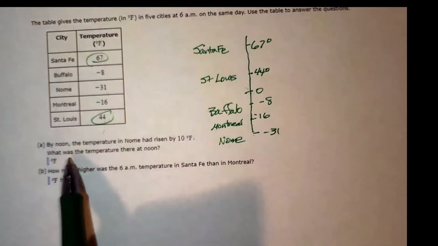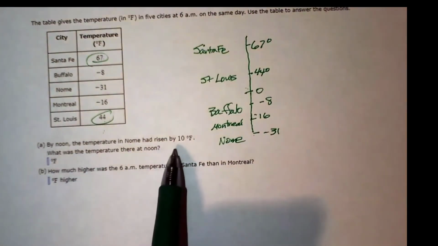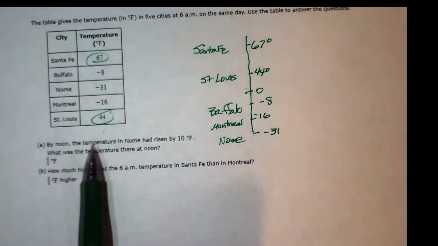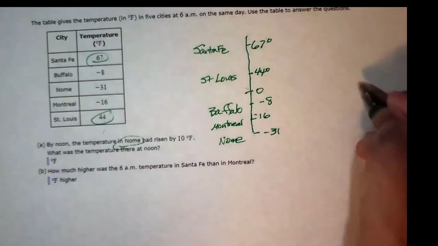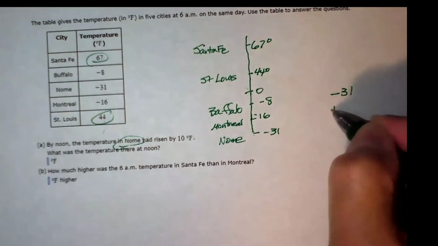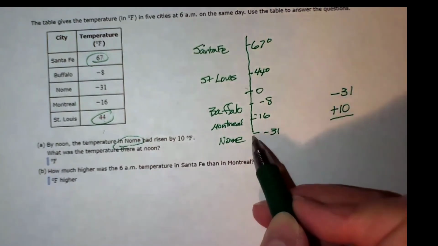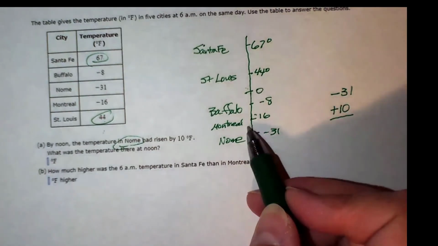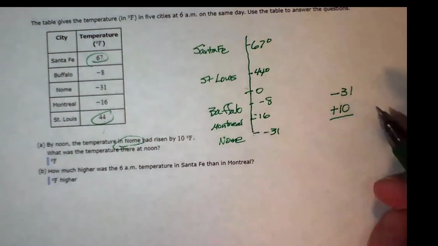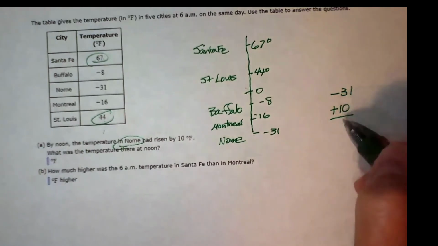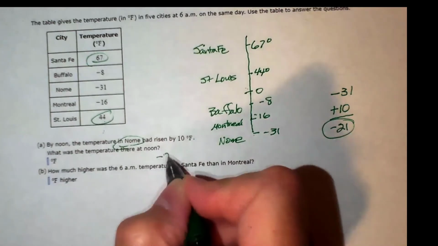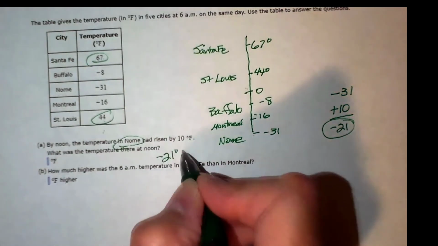Then it says, by noon, the temperature had risen by 10 degrees. What was the temperature? By noon, the temperature in Nome, so I'm talking about -31, had risen by 10 degrees. So it went up 10 degrees. If I go up 10 degrees from -31, I can just intuitively say it's going to be at -21. Or I can do the math. -31 plus 10 is -21. So this would be -21 degrees Fahrenheit.